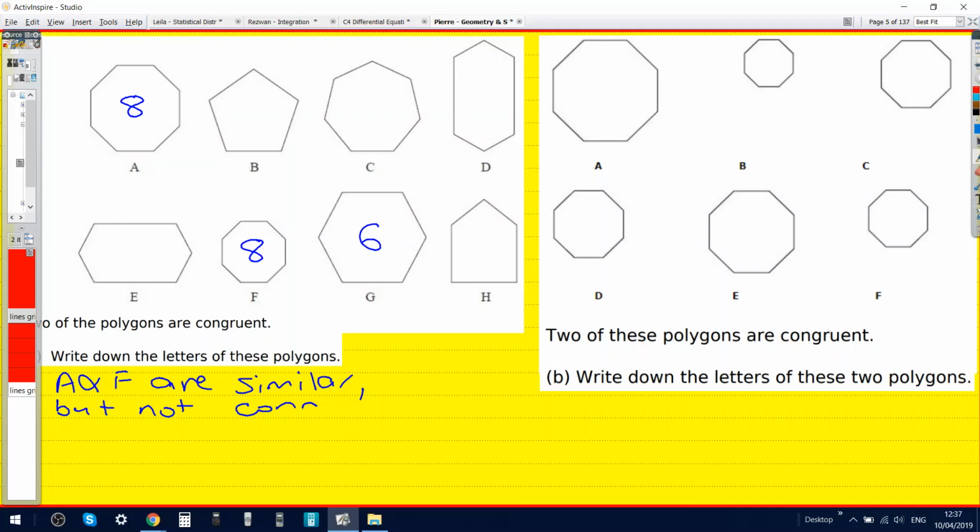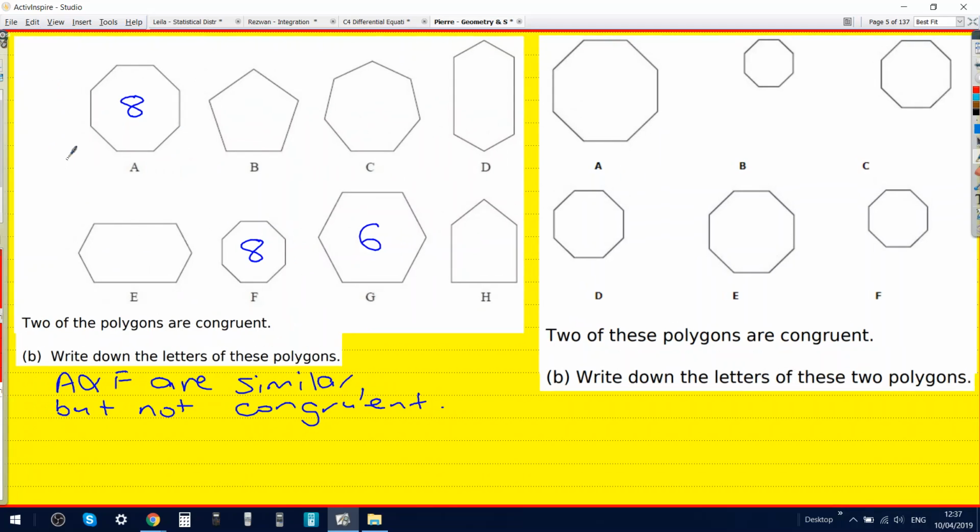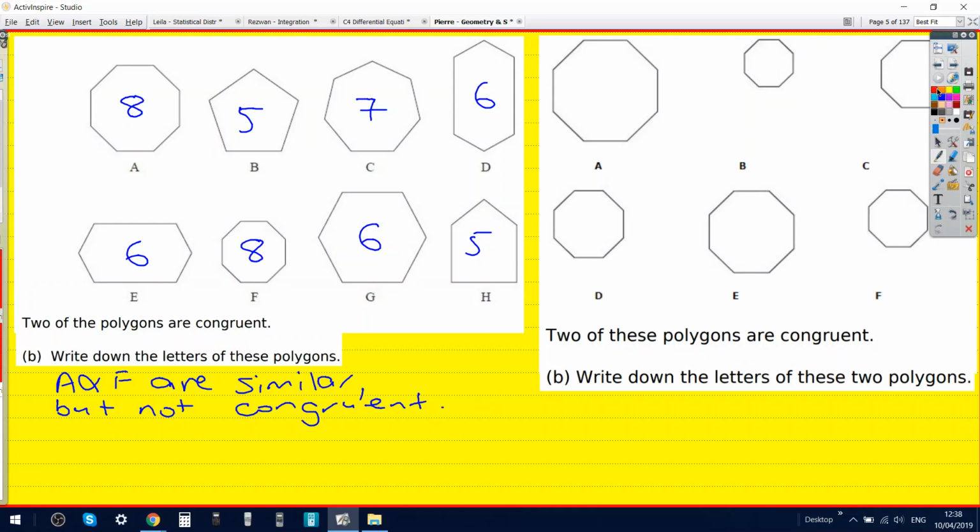No. So there's only one 7-sided one. Can't be that. It's not the two 8-sided. So it's B and H. Those are the only two. They look different shapes. Yeah, they're not identical.